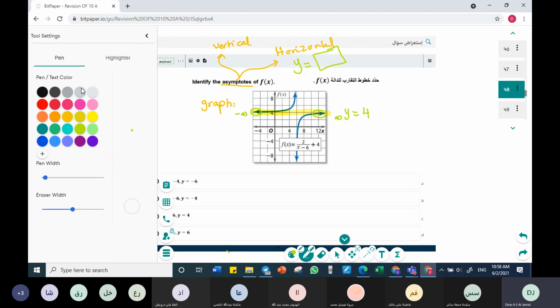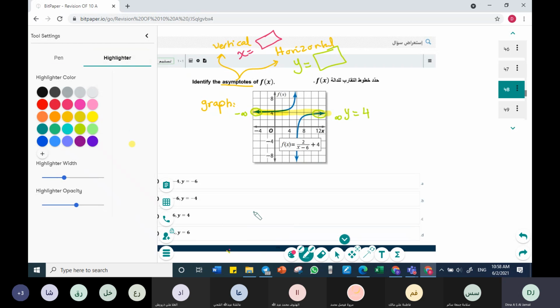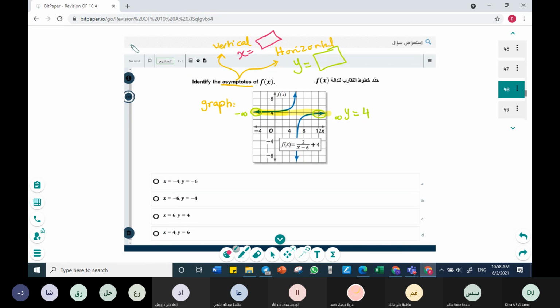Now let's go to the vertical asymptote. Any vertical asymptote will be a constant function of x equal to a constant value. Also, I need to look at a vertical line where the behavior of my function will be changing. So can you tell me now, what will be this line? What is the vertical line where I will have a change in the behavior?